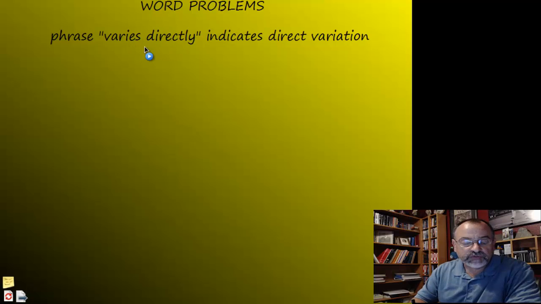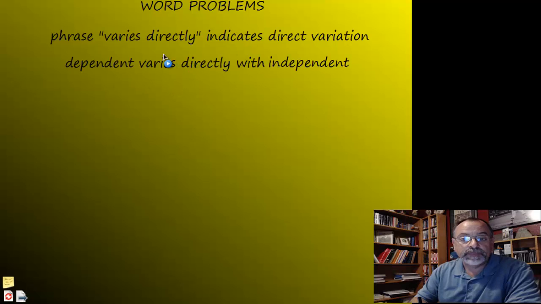So we want to look for this phrase varies directly because it indicates the type of equation we'll be looking for. And it always works the same way it does with the phrase "a function of." What comes first is always going to be our dependent variable, and what comes after is always going to be our independent. So it's always going to be y varies directly with x. Identifying that phrase in a word problem makes the problem that much easier, because now we know what we're looking for and we know exactly where to find it.